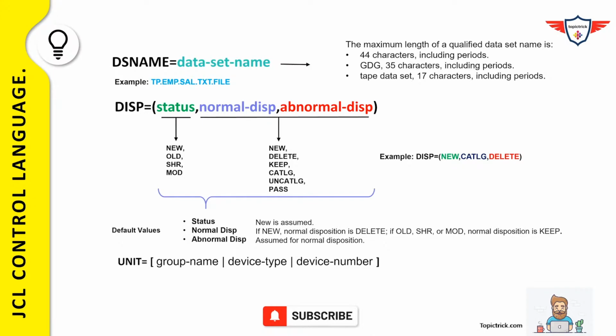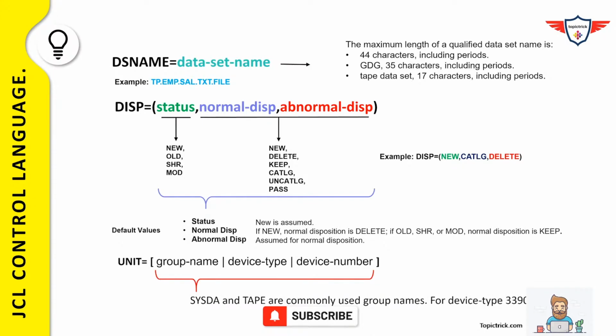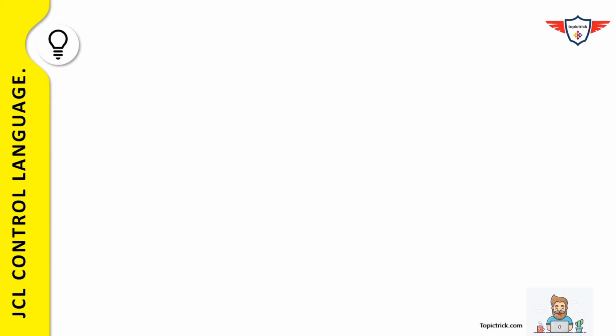Now the next parameter is unit, and as you know, this is used to specify the tape or disk devices where your dataset actually resides. In case your dataset is already cataloged, then you are not required to specify the unit parameter, and in case you want to allocate a file, then you have to specify the unit parameter, right? In general we use sysda or tape, and in case you have a specific device number, then you can use a device number also.